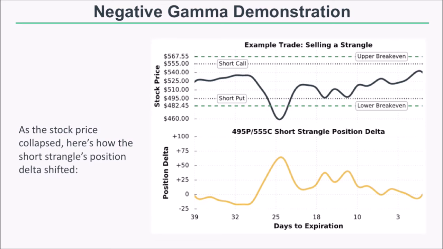So this just really shows that if the stock price decreases significantly, a short strangle position will become more and more long, which means that if the stock price continues to decrease, you're going to lose more and more money from that directional movement. So while a short strangle starts directionally neutral in most cases, it can definitely become a very directional position.